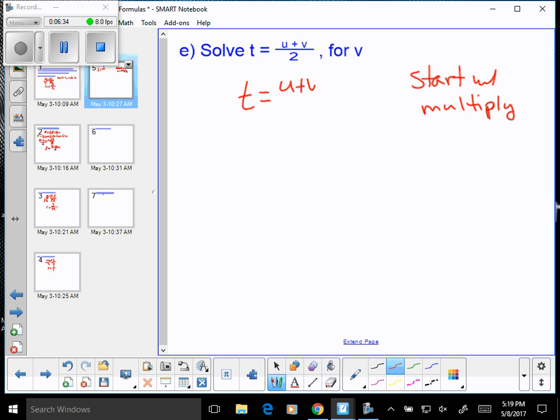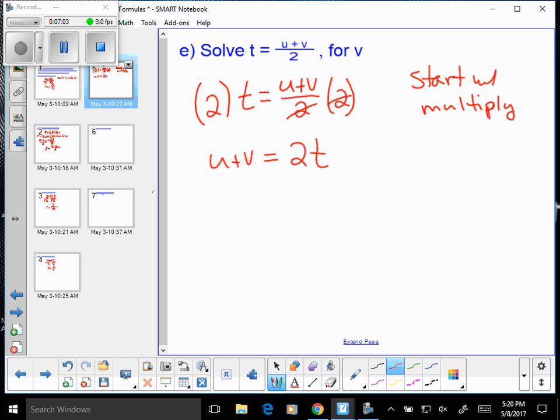So I'm going to have u plus v divided by 2. I'm going to multiply that by 2. If I multiply that side by 2, I have to multiply the other side by 2. This 2 and this 2 on the right side actually cancel each other. Now if you want, you can bring that u plus v over to the left side and switch it right away if you'd like.